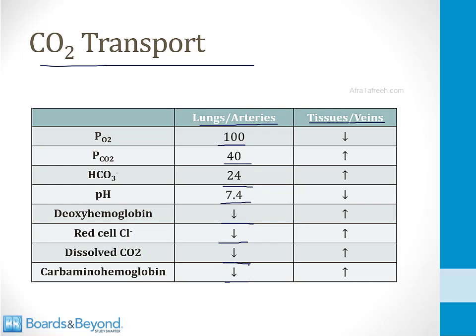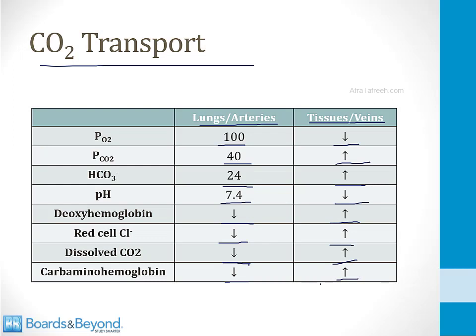In the tissues and the veins, you have a lower PO2, a higher PCO2, a higher bicarb because much of that CO2 has been converted into bicarbonate. And then because the CO2 has become higher, the pH has become lower. In the venous system, there's lots of deoxyhemoglobin around. The red cell chloride content is high, as is the dissolved CO2 content, and there's also lots of carbaminohemoglobin.